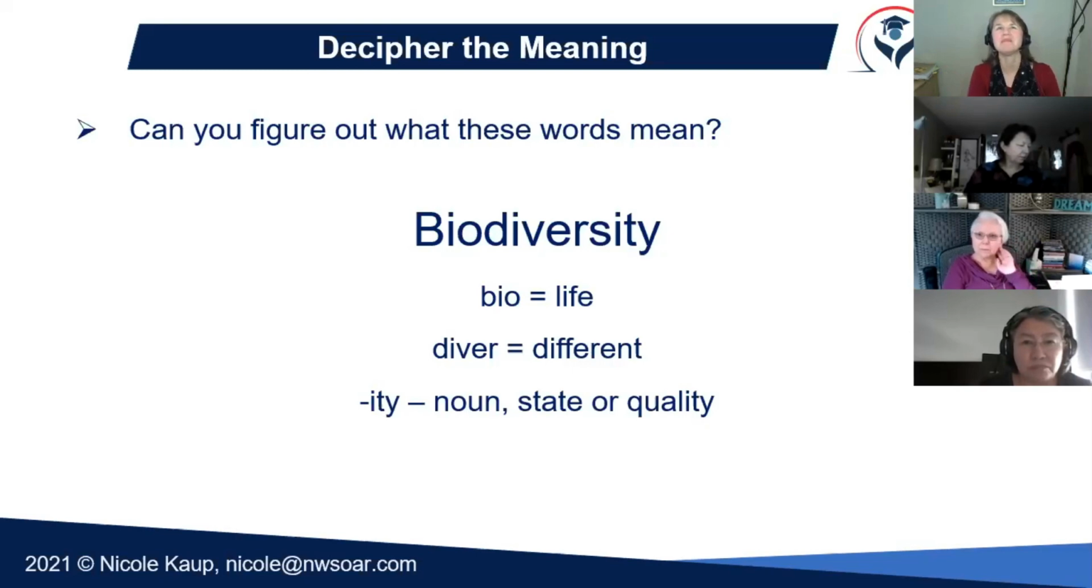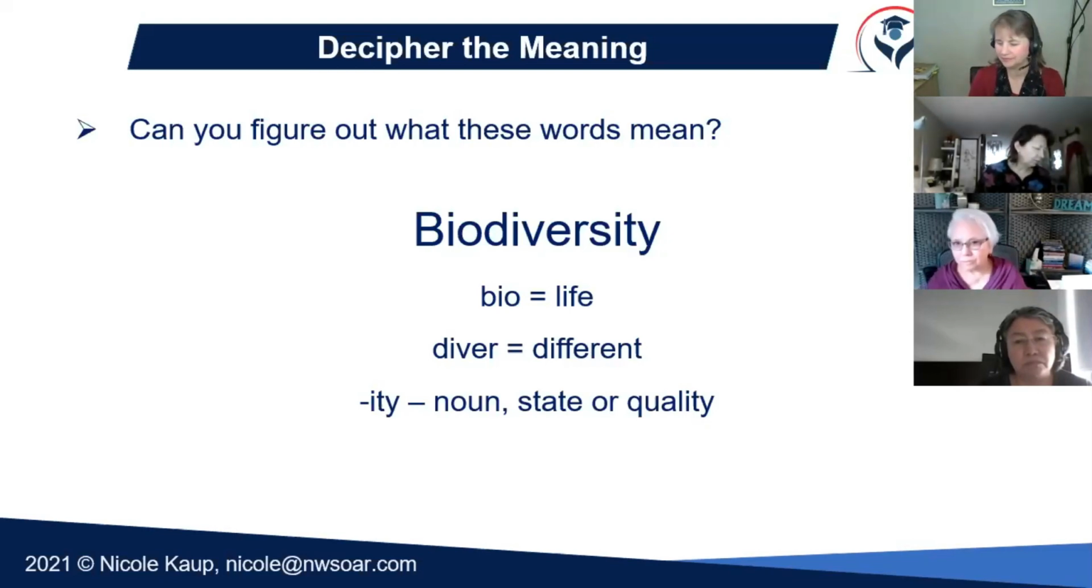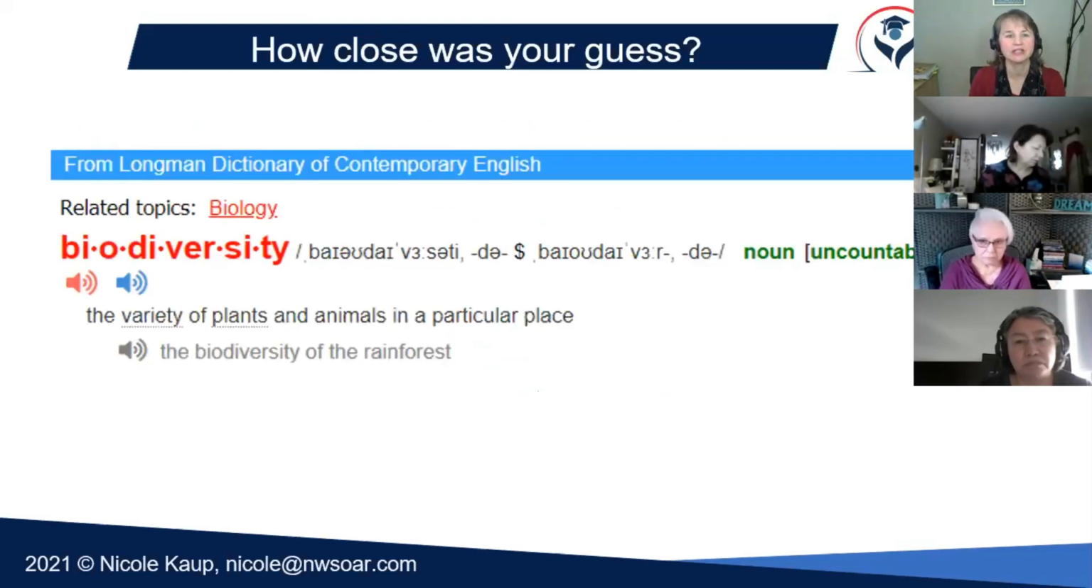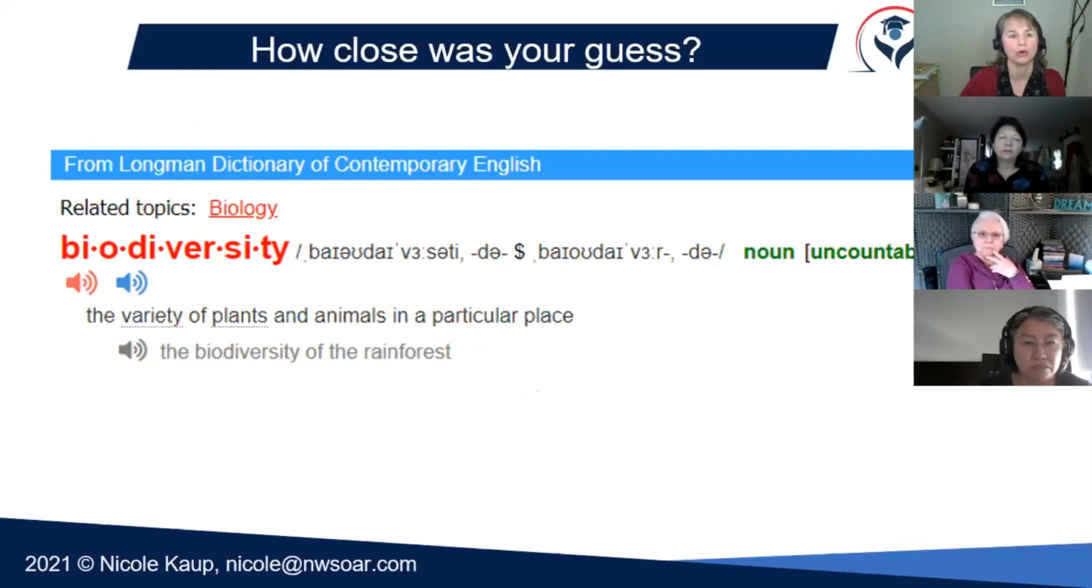You're thinking, what does that mean? It gives you some idea that there's definitely different in there, and it's related in some way to life, living animals probably. Dictionary: biodiversity is the variety of plants and animals in a particular place. So you see, you don't get an exact definition when you do this, but you really get a lot of information about the word.